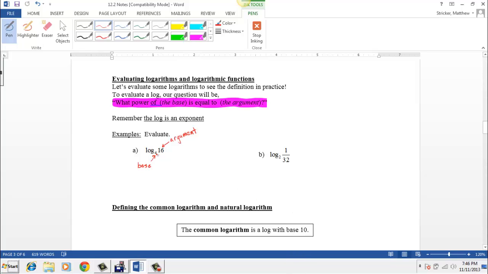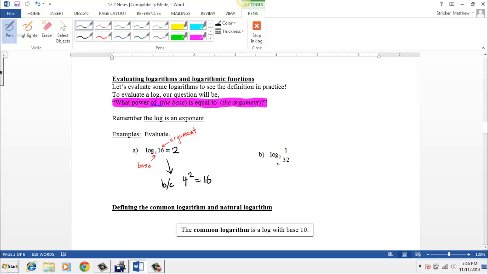So we have to ask ourselves, what power do we raise the base 4 to get our argument 16? Well, that's pretty easy. We raise 4 to the second power. Remember, the log gives us the power, and it has to be the second power that we raise 4 to get 16. This is because 4 squared equals 16.